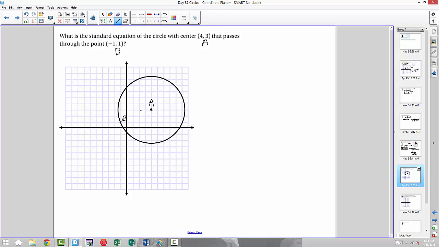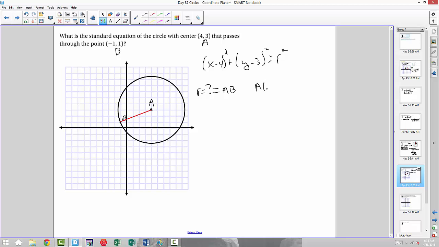So if I need to find the circle, I need to find the radius. The radius is using the distance formula between A and B. So I already know my standard form of equation will be x minus 4 squared plus y minus 3 squared equals r squared. Well, r is unknown, but I know it's equal to the length of AB. So if I want to do the length of AB, I know A is at the point 4, 3, distance formula. B is negative 1, 1. So distance formula, again, line them up.